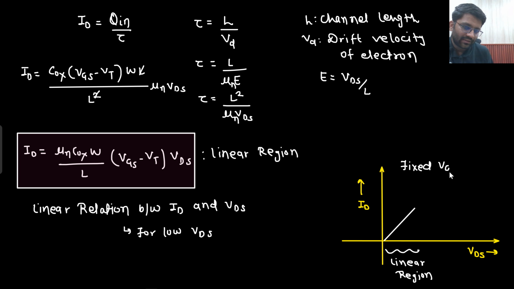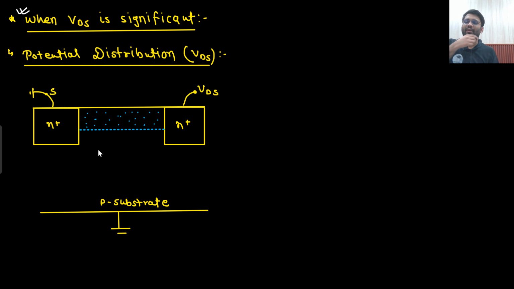Now, VGS is fixed, VT is already a certain value, right? Threshold voltage will be a certain value. Mu n fixed, Cox fixed, W by L that is also fixed, right? So, everything is fixed, only variation is VDS. So, if VDS increases, ID increases linearly, right? Now, we are going to see the effect of VDS when it is significant.